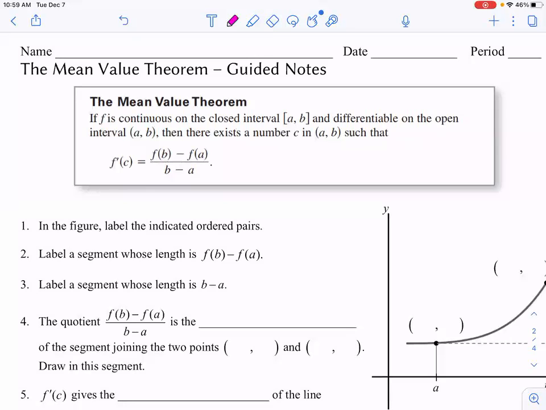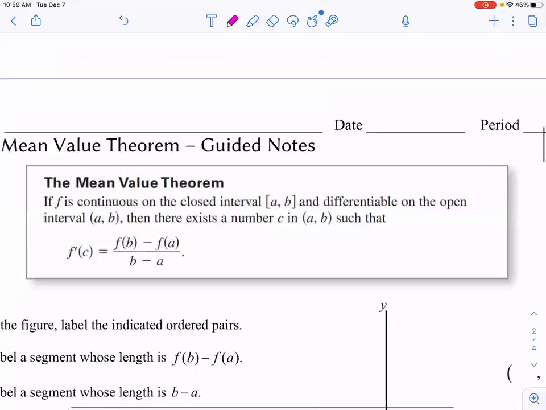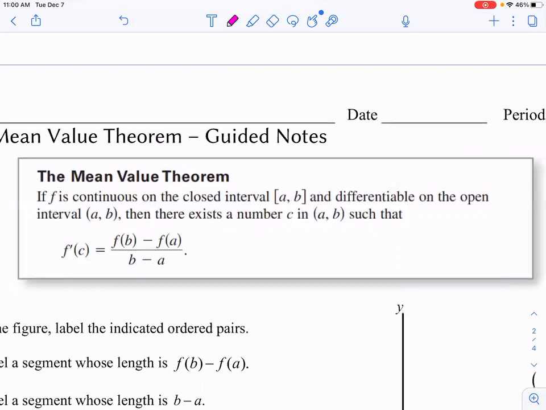Mean value theorem. Small thing we're going to go over today. Okay. So up here is the mean value theorem, already written out for you.